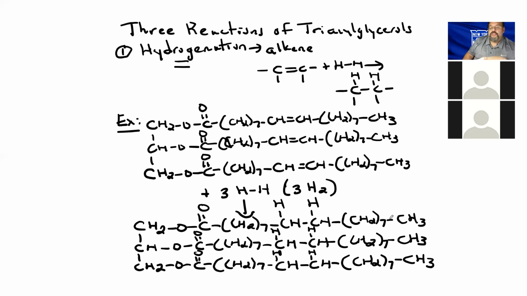My suggestion is don't do that. My suggestion is to draw it out exactly like we did here. At each of the double bonds, they become single bonds. You add hydrogen to one former double bond carbon, hydrogen to the other former double bond carbon, and you're going to do that 3 times. Okay, so that is hydrogenation.